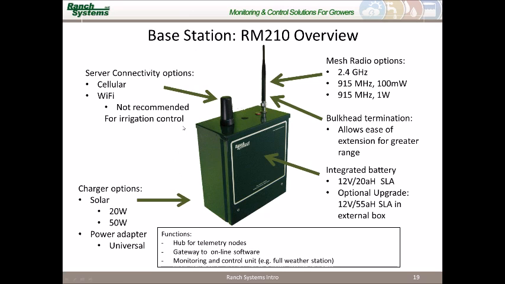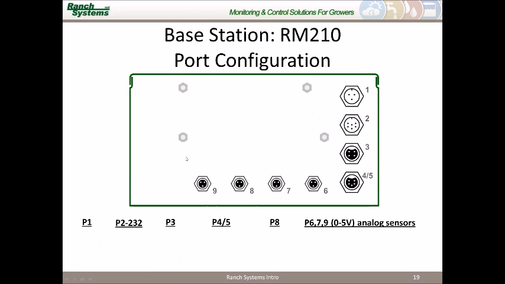So the general function of an RM210 is it's the hub for telemetry nodes. It's the gateway to the online software for that equipment, so it can send the data. And it also serves as the monitoring and control unit, and you can plug in various sensors into it. So while it does serve as a gateway, it does have the full functionality of a telemetry device and sampling device, so all the various sensors can plug into it.